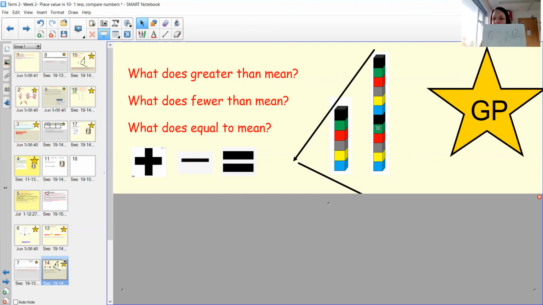Okay, I've got 2 symbols left. Let me see. Can I write 6 is greater than 12? 6 is greater than 12. Is 6 more than 12? I hope again you're shouting, no, Miss Brown, definitely not. 6 is not greater than 12.